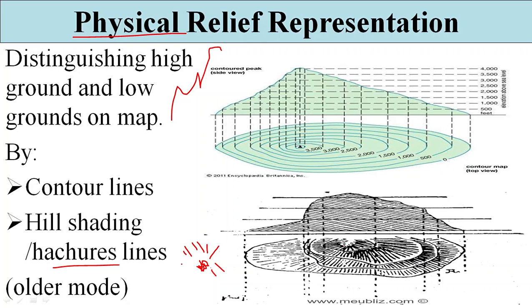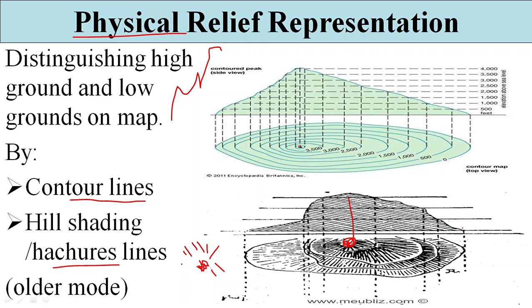So like here, this region has very dense lines, so this is the highest region, and here you can see there are lines that are scattered, they show low altitude. So that is the concept of hachure lines. But nowadays, in modern maps, we use contour lines. Contour lines also show peaks, heights, and the type of region that it is.